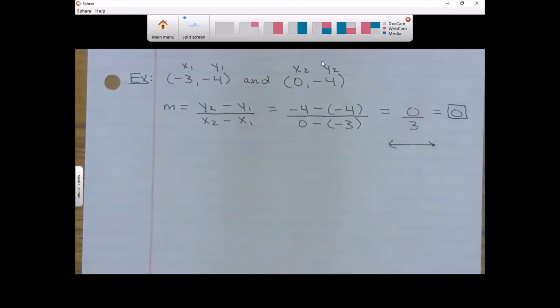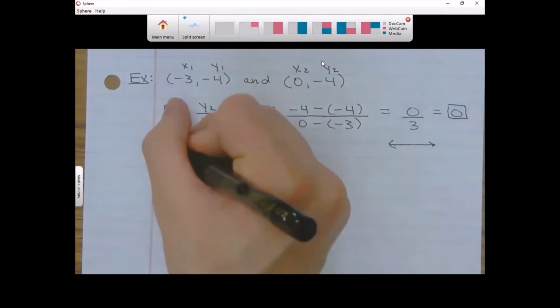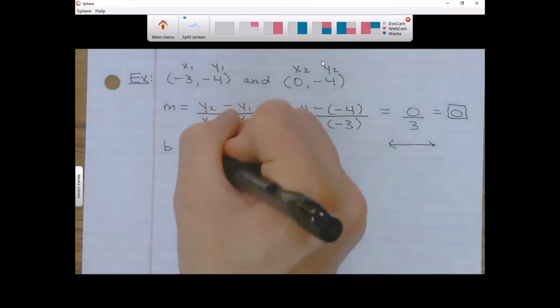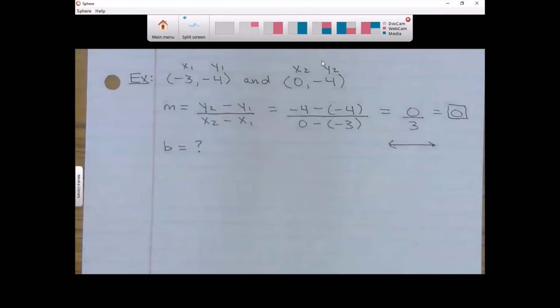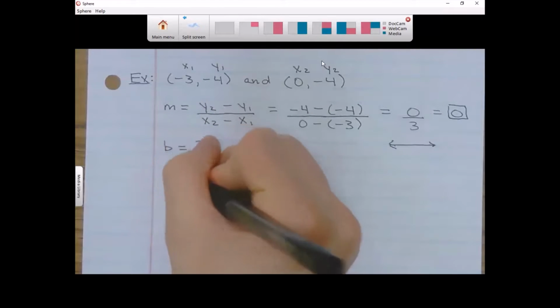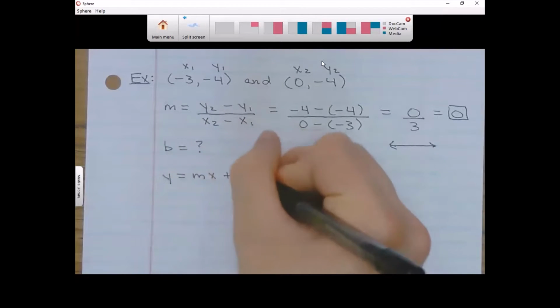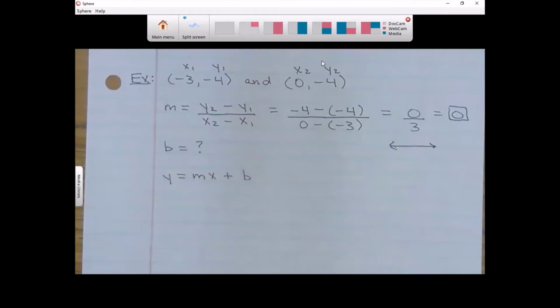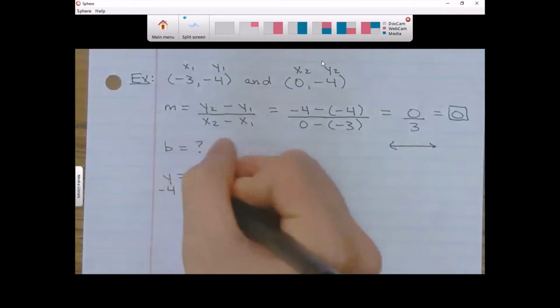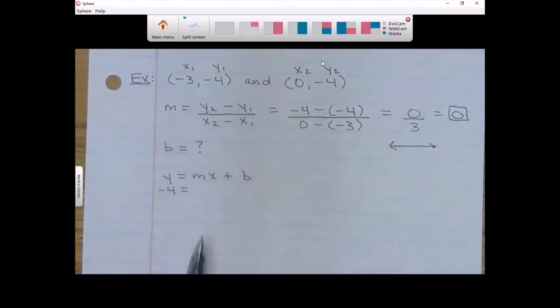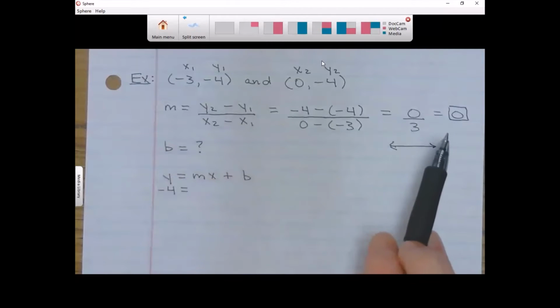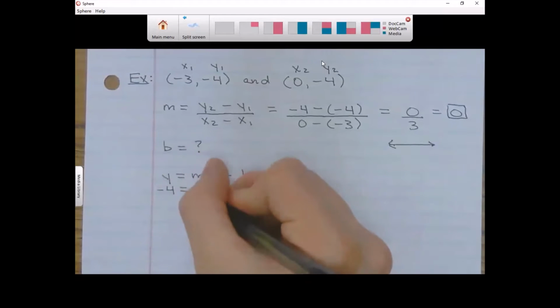So now that I know what my slope is, I can use the slope and one other point to find out what b is, because I still don't know what my y-intercept is yet. So I'll leave that as a question mark for now. My slope-intercept form is going to be y equals mx plus b. I'm going to use the first point that they give me as the x and the y. So up here for this point, my y value is going to be -4, so I'm going to let y be -4. I know that my m is going to be my slope, and my slope is 0. So m is just going to be 0.